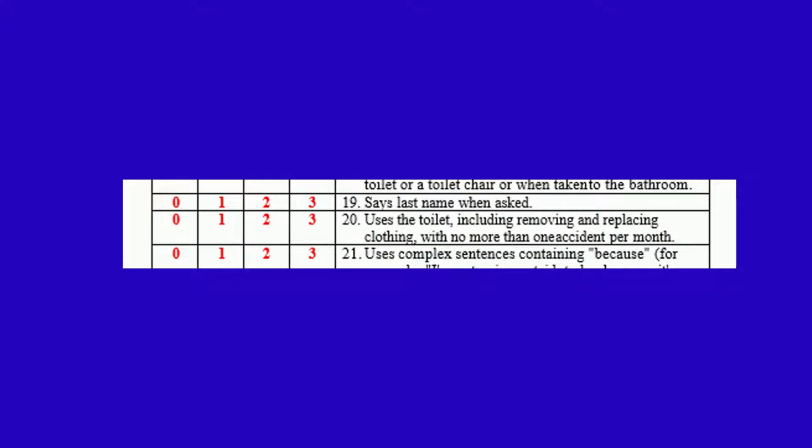For instance, item 20 is uses the toilet, including removing and replacing clothing, with no more than 1 accident per month. If a student was completely independent in toileting, the correct rating would be a 3 for does very well. If the student was not independent, determining the rating really gets down to deciding how close to independence the student is. If the child was about 3/4 of the way to being independent, the rating would be a 2. About 1/4 would merit a rating of 1. And clearly, less than 25% independent would merit a score of 0.